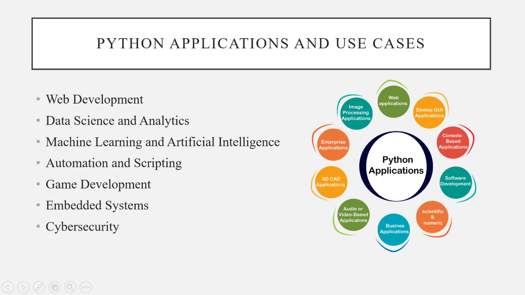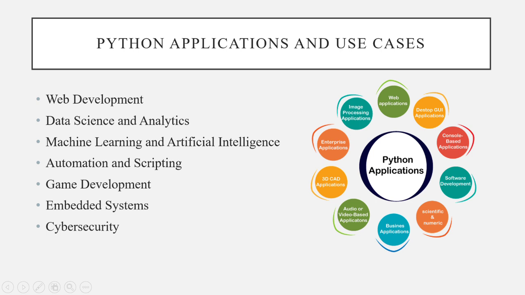Think about how Netflix recommends movies based on what you have watched before. Python can be used to build a similar recommendation system that suggests movies you might like based on your past preferences. And the fourth one is automation and scripting.